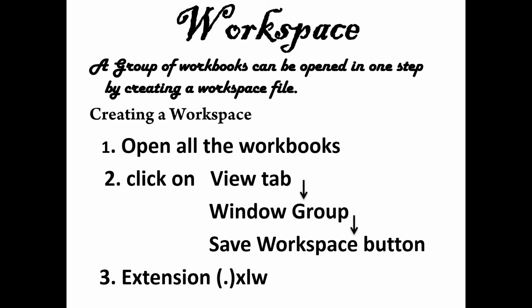Workspace. A workspace is a file. A group of workbooks can be opened in one step by creating a workspace file. When a workspace is opened, MS Excel 2007 automatically opens all the existing workbooks in it. Creating a workspace. Step 1: open all the workbooks that are to be opened as a group. Step 2: click on the Save Workspace button from the Window group in the View tab. The Save Workspace dialog box appears. Now enter a name for the workspace and click on the Save button. The workspace file is saved with the extension .xlw.